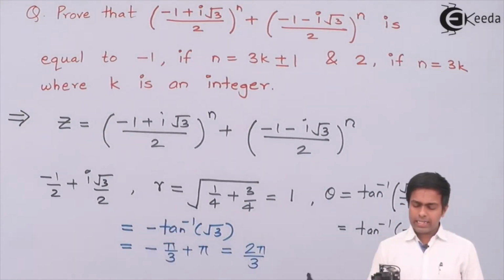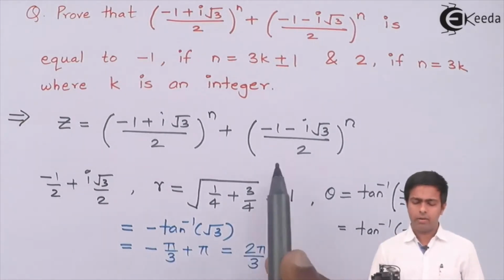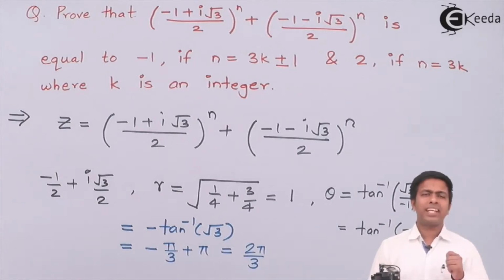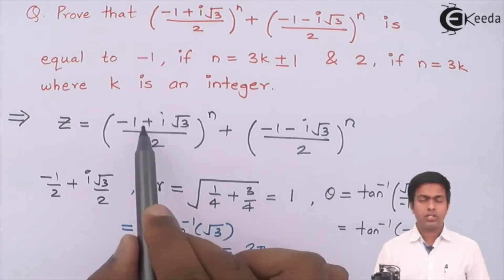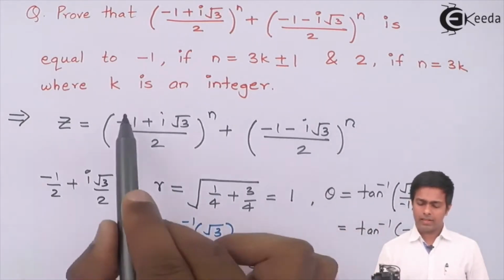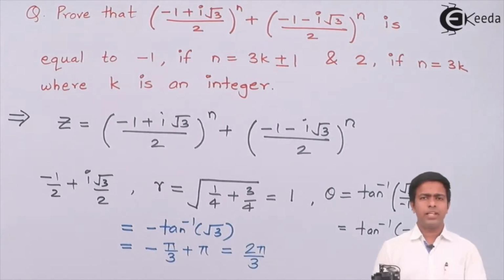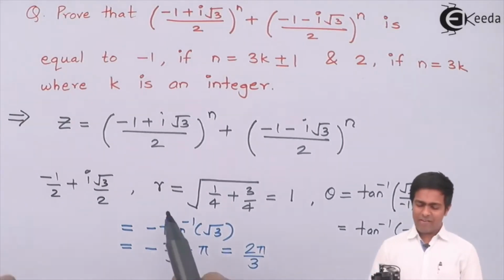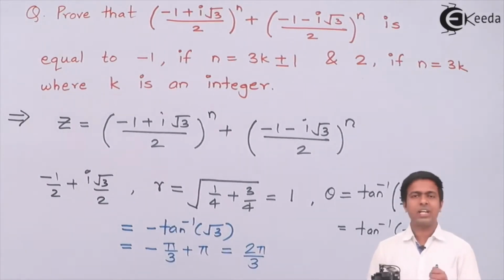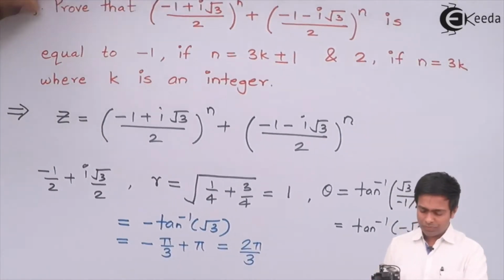So now we got r and theta for the first complex number. What about the second number? It's again very easy, because the second number is the complex conjugate of the first number. You can see the imaginary part is positive in the first, but in the second it is negative, and the real part is the same. So we have the complex conjugate of the first number. For the complex conjugate, we know that r and theta remain the same, and only the sign of the imaginary part changes. So I will use the same r and theta for the second complex number.